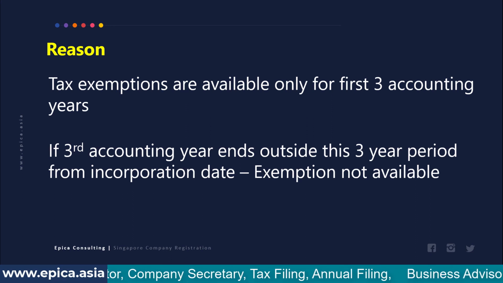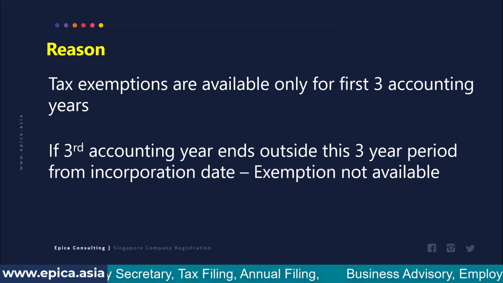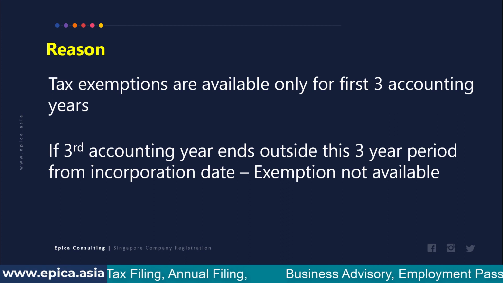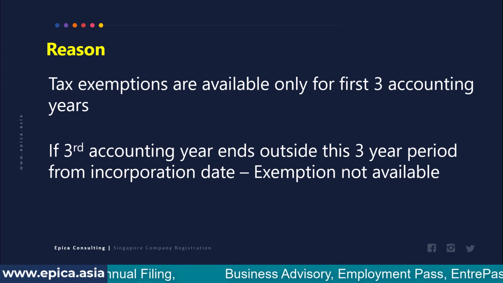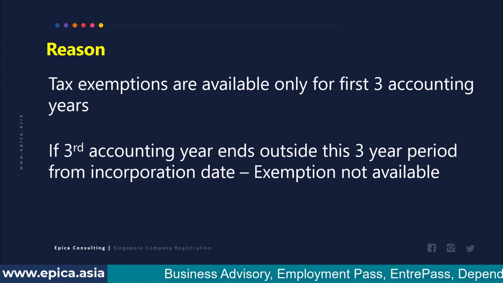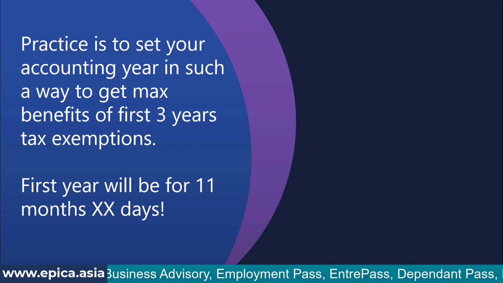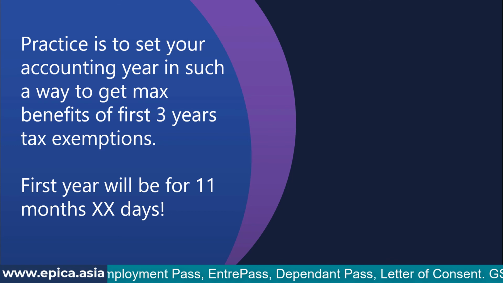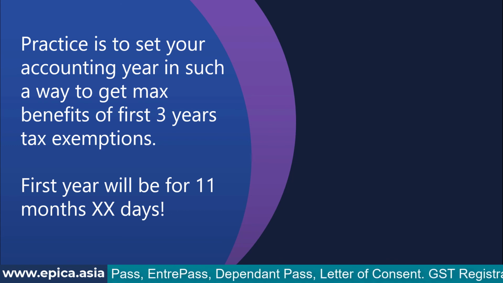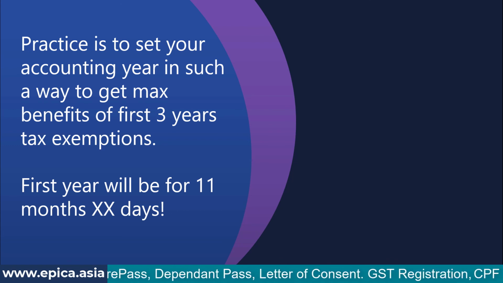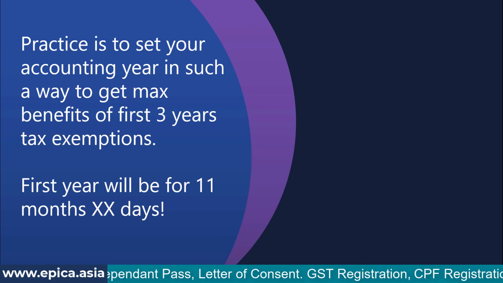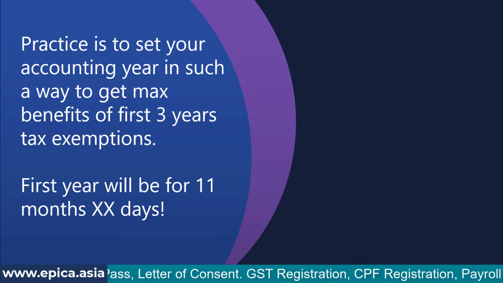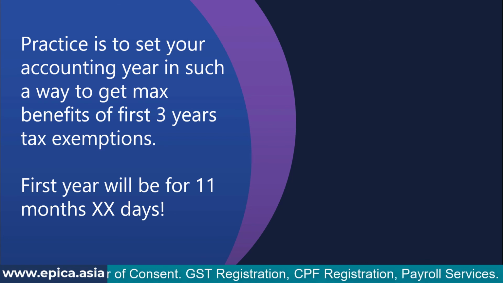So it is quite possible that if you and another friend of yours are both our clients, you might find that your companies have different accounting years. In summary, the practice is to set your accounting year end in such a way as to get maximum benefit of the first 3 years tax exemptions, and generally we will finalize the first year end to be for 11 months and maybe some days after that.